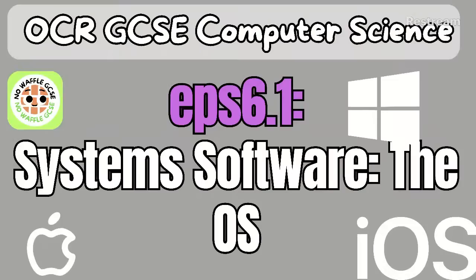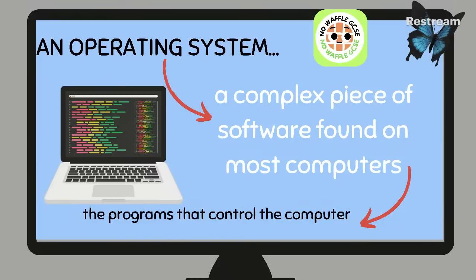Okay, we're now moving on to the next part, which is looking at system software, the operating system. Now, an operating system is a very complex piece of software which is found on most computers. It's the bigger program that controls a computer.